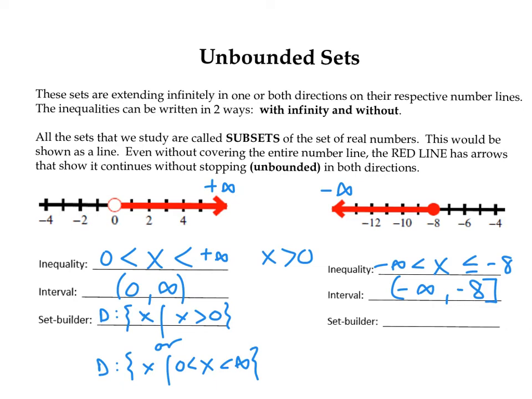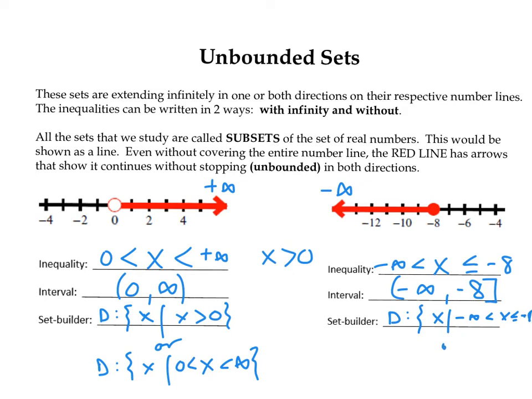Finally, we have set builder notation. Okay, we're going to write that inside of our braces. That's really it. So we say domain, curly braces, x such that it's between negative infinity and negative 8.